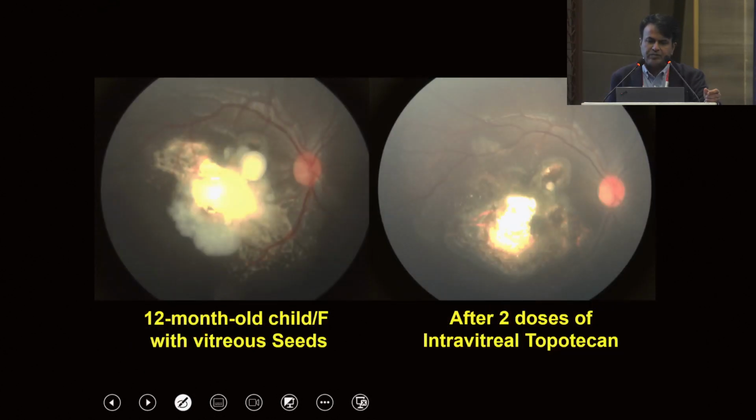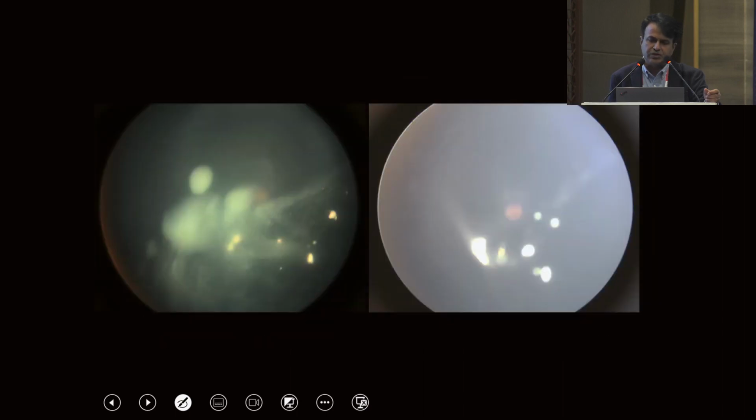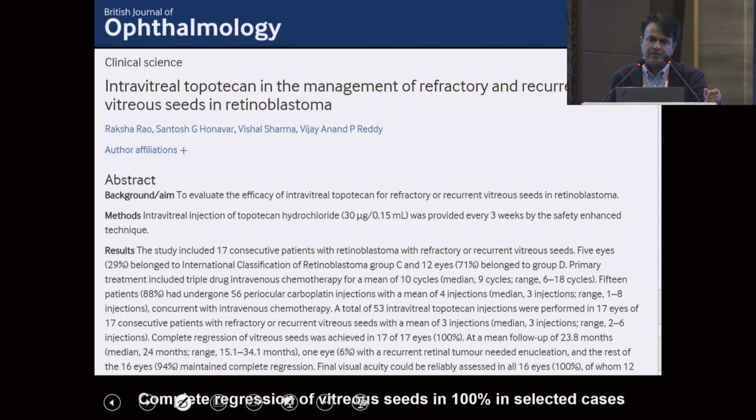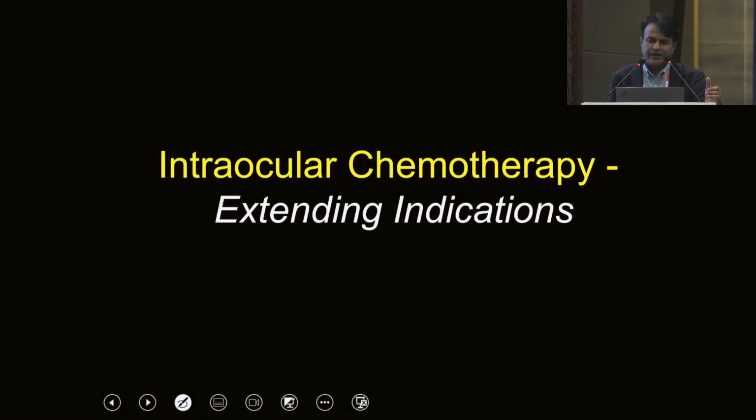These are some of the examples of intravitreal topotecan. We need about 3 to 6 injections to get rid of these cells. They either become calcified or completely disappear. So initially, when we published it, there was 100% success. That was a selected group of patients. Now, with more and more patients being recruited because of the diverse spectrum of patients, we have about 85 to 90% success with topotecan, including severe cases.